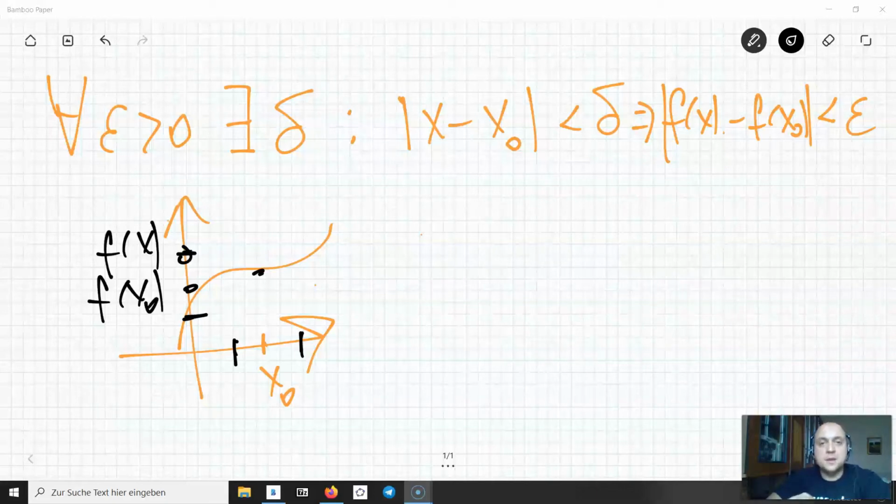Today I want to explain something about continuity. As you can see, I already wrote the definition of it. I hope you're familiar with it, but let me try to explain it maybe once again.